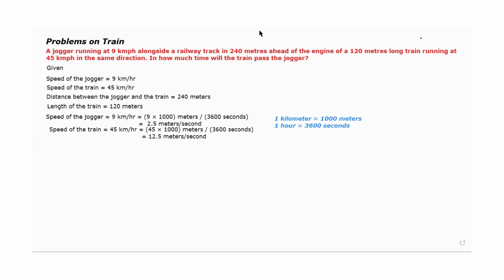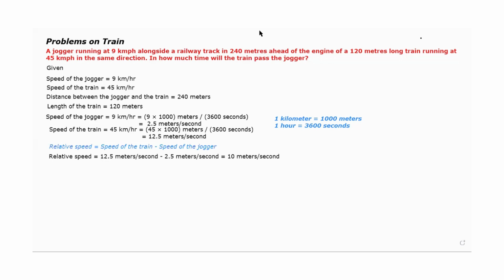To calculate the relative speed between the jogger and the train, we subtract the speed of the jogger from the speed of the train since they are moving in the same direction. Relative speed equals speed of the train minus speed of the jogger. Relative speed equals 12.5 meters per second minus 2.5 meters per second equals 10 meters per second.